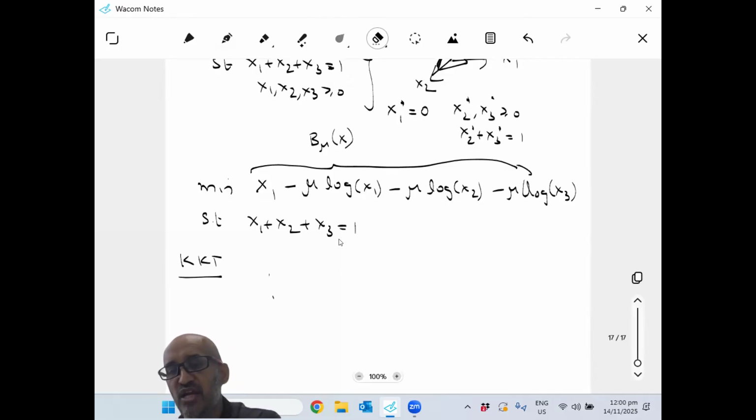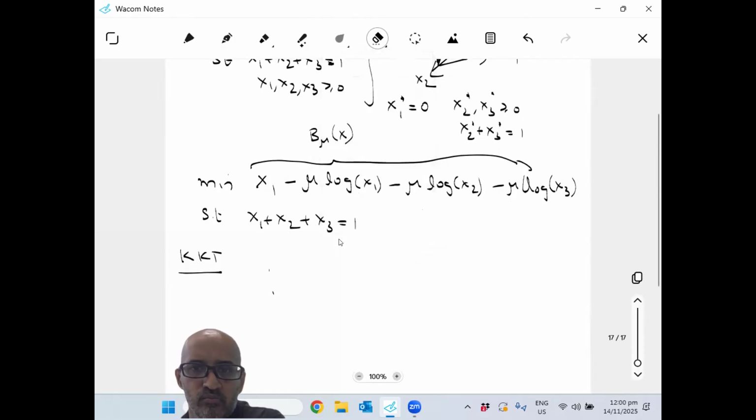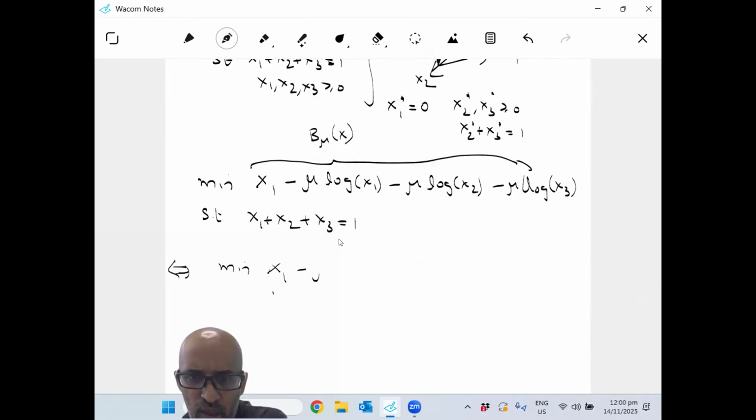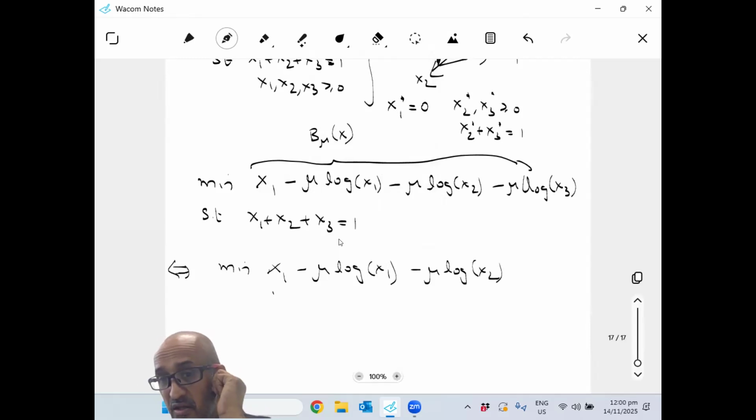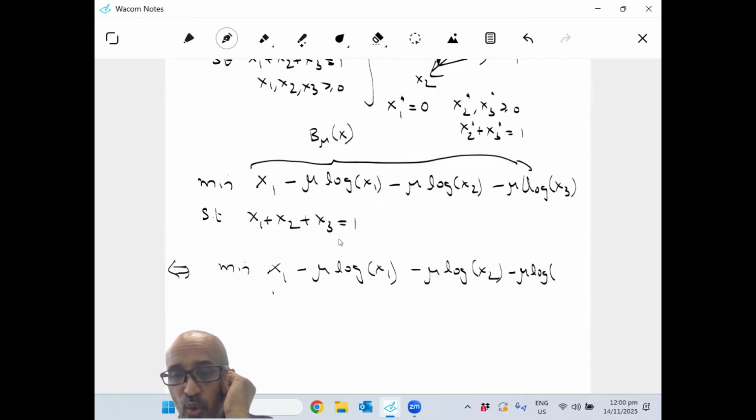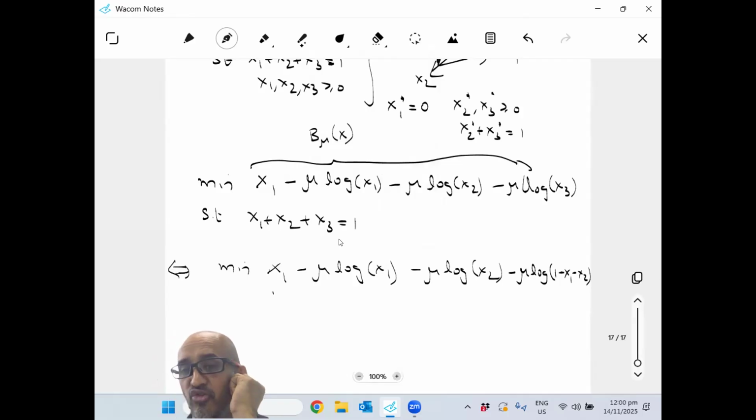Actually, because x3 is given as something involving x1 and x2, I can even take out x3. So actually I can simplify this further. So we can rewrite this. That's why I've given you only one constraint here, to make it easier, to make it unconstrained. x1 minus mu log x1 minus mu log x2. So here we can just put derivatives. We don't even require KKT. Minus mu log of 1 minus x1 minus x2. I'm just using x3 is 1 minus x1 minus x2. I'm just plugging it back in. Subject to no constraint. So x1 and x2 lie in R2.